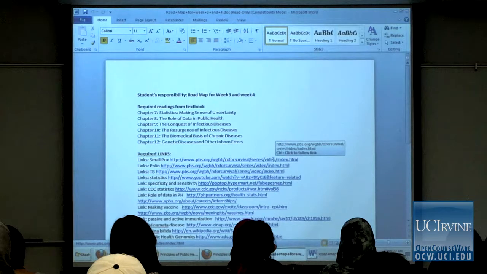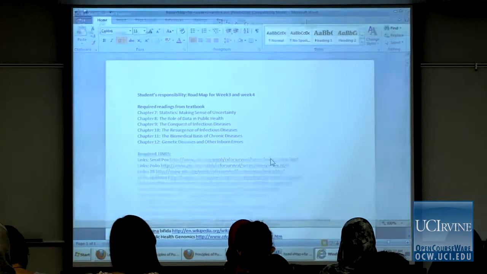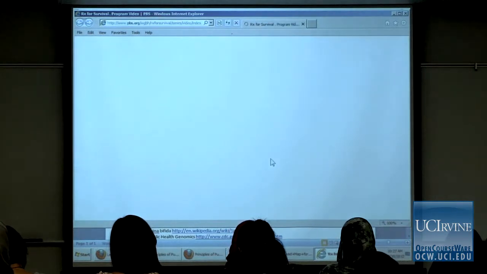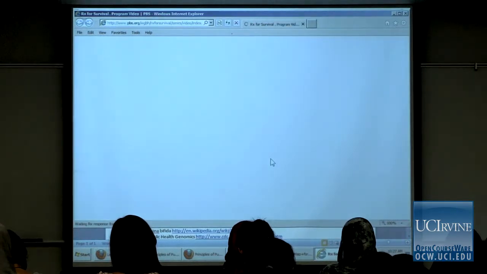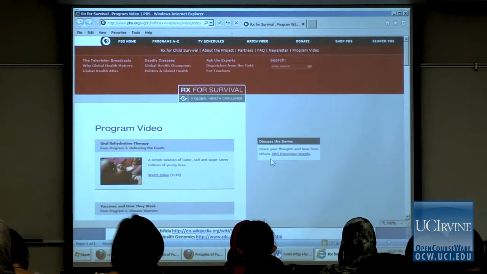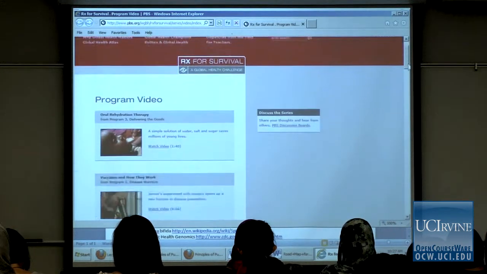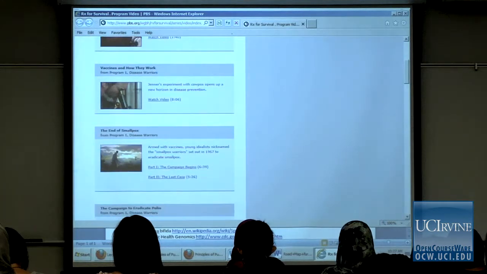First one, I would like to show you smallpox, because it's the eradication of smallpox. I would like you to check and be aware of why the eradication was possible. What are the most important principles with this disease that allowed the eradication to be done.